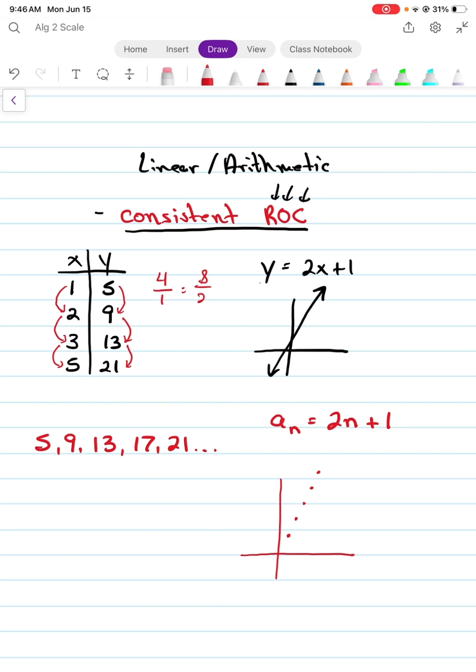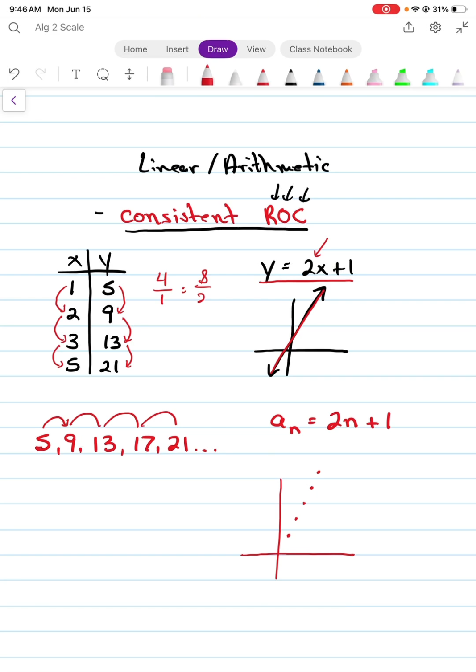That slope, if we're looking at the equation of a line, is always located in front of your x. And by looking at a graph, we know that the graph will be a straight line. That's how you know if something's linear. Arithmetic, the exact same thing. You'll have a consistent rate of change. Notice my rate of change in this arithmetic sequence: I go up 4, I go up 4, I go up 4, I go up 4. That's what an arithmetic sequence is.